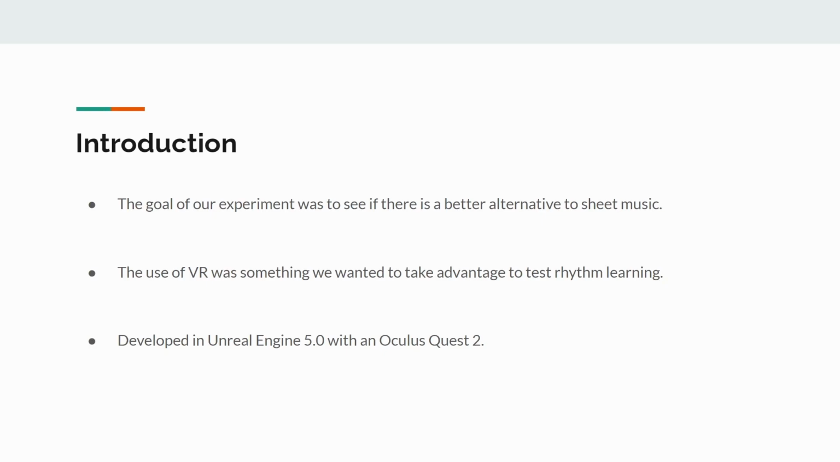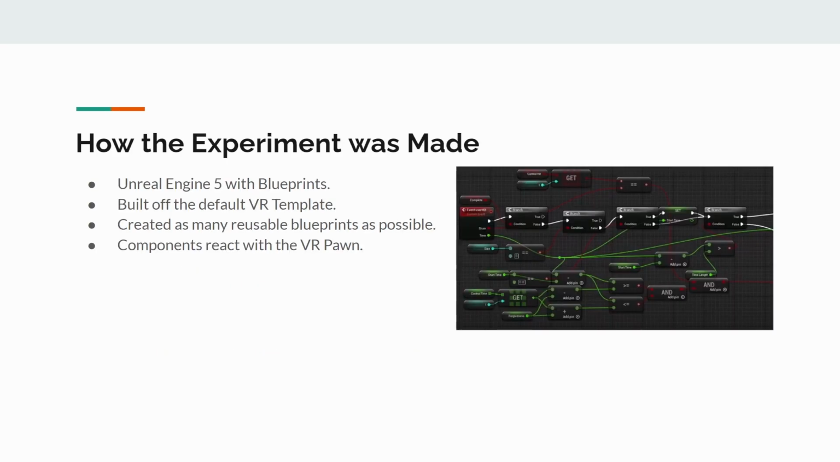Using VR allowed for a similar experience to playing real life drums. We developed this project in Unreal Engine 5 with the Oculus Quest 2. The experiment was made using Unreal Engine 5 with blueprints. We built off of the default VR template, and we created as many reusable blueprints as possible to reduce complexity. Most components react with the VR pawn, acting as an overall controller.